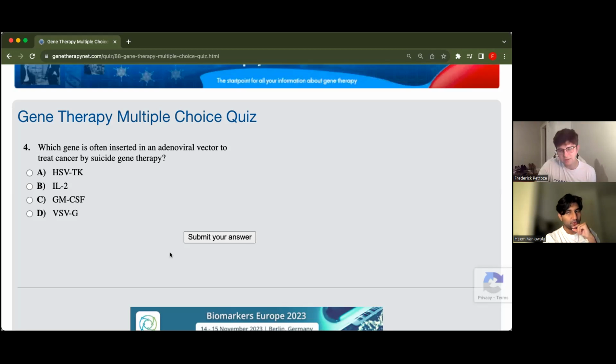Cancer suicide factor? No, not you, right. You should know this though. But like TK would be tumor, like tumor killer, right? Yeah, maybe if they name it that way. This is like apoptosis, like whatever you think causes apoptosis. My gut's saying C.